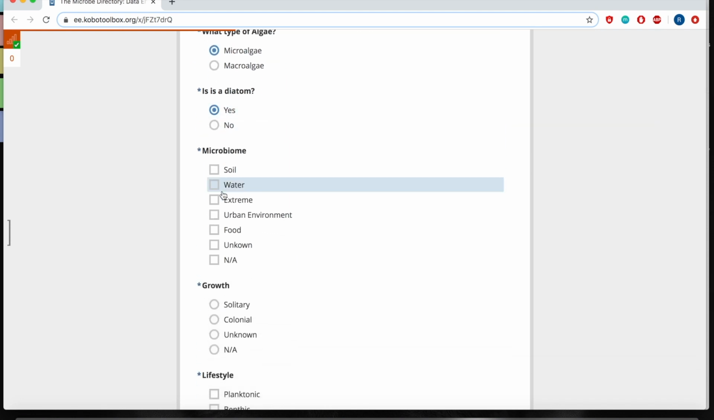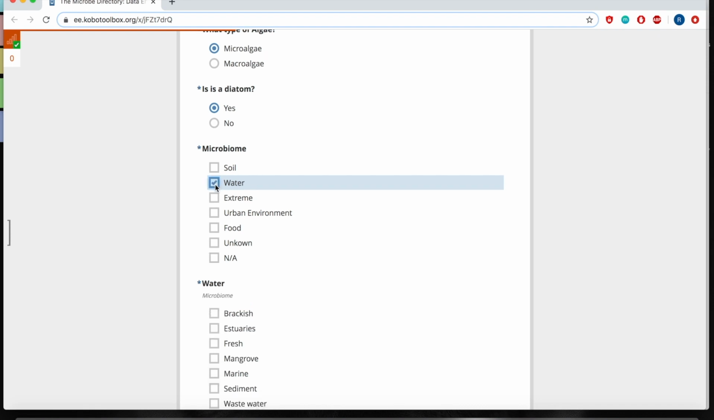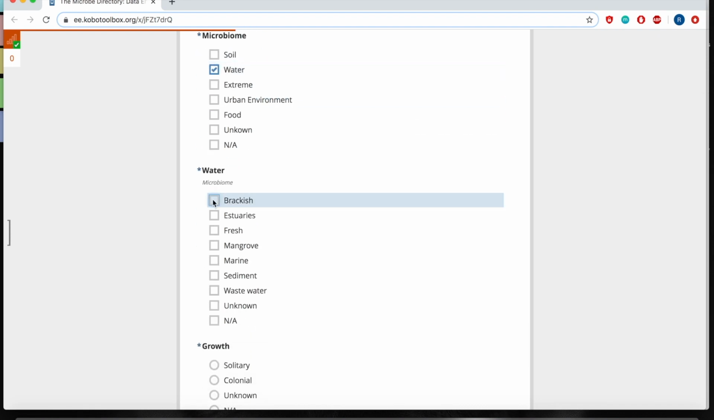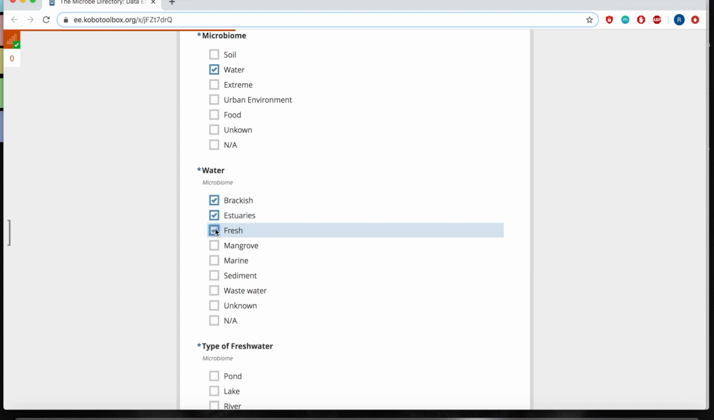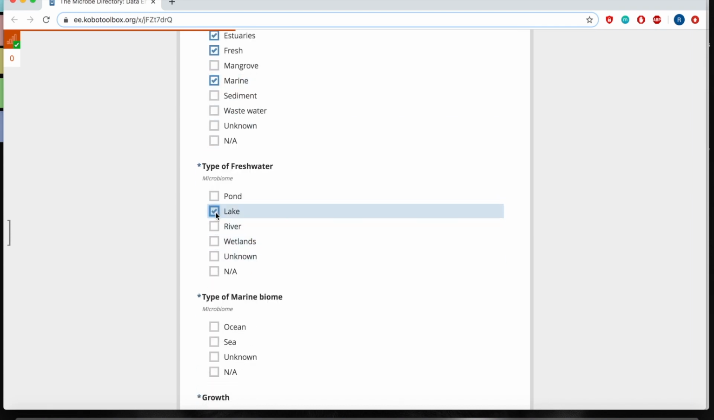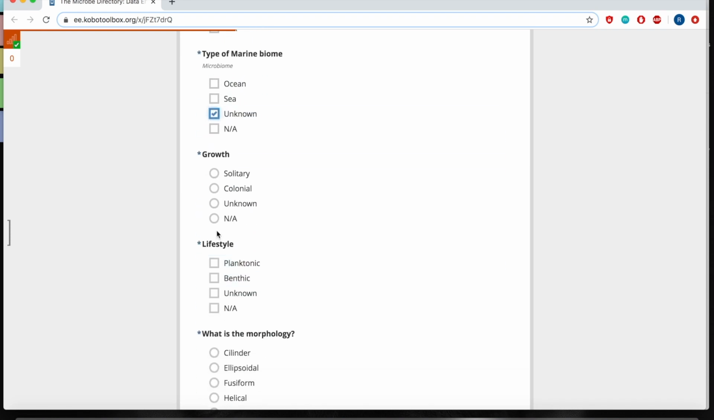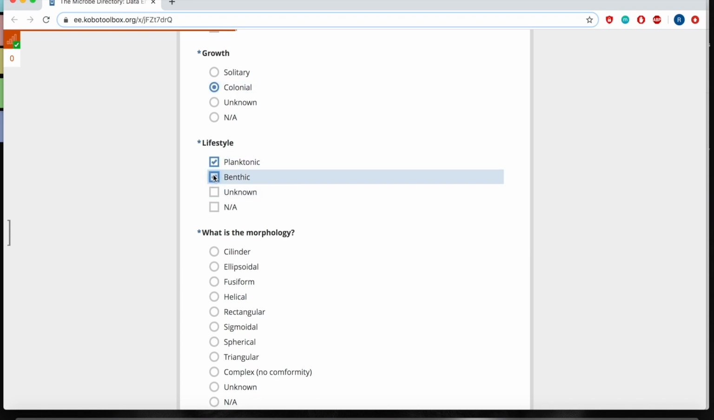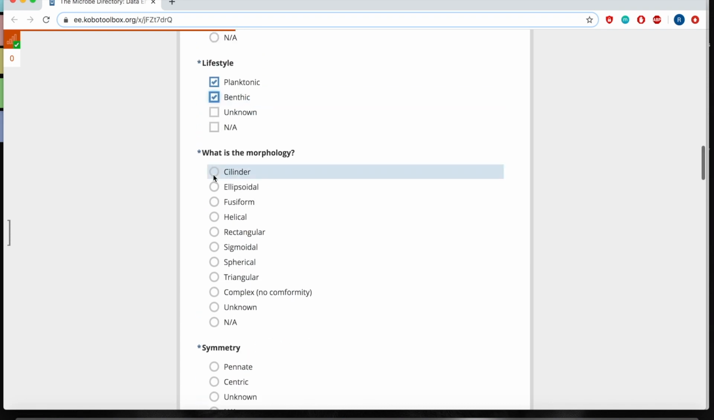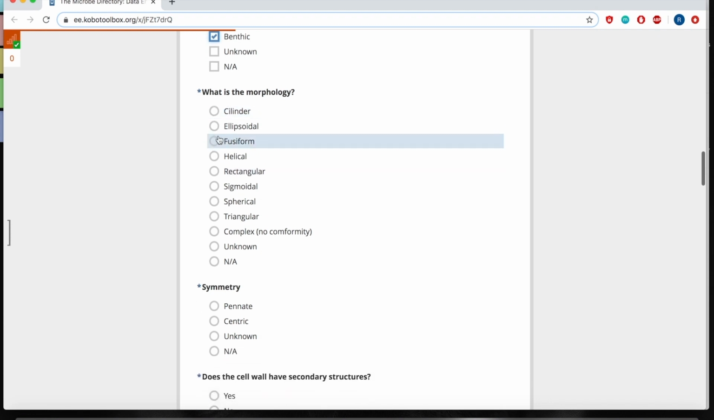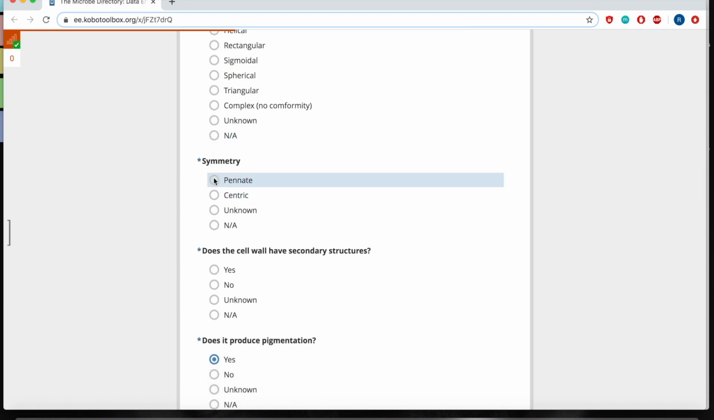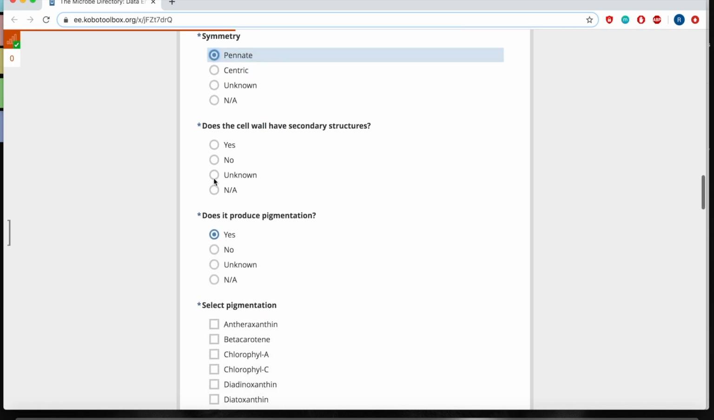So water. I found sources saying brackish, estuaries, fresh and marine, lake and river. I did not find a specific marine biome, so I'm going to click unknown. For growth, it was colonial. There was both of these. The morphology was fusiform, symmetry was pennate, secondary structures, it did not have any.